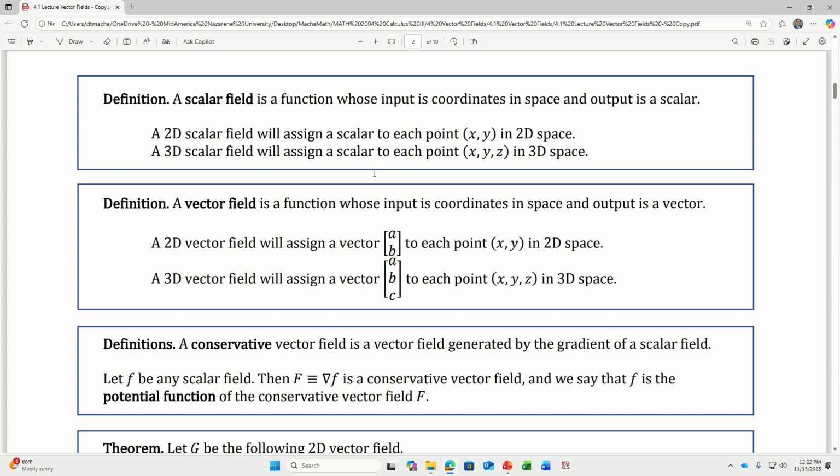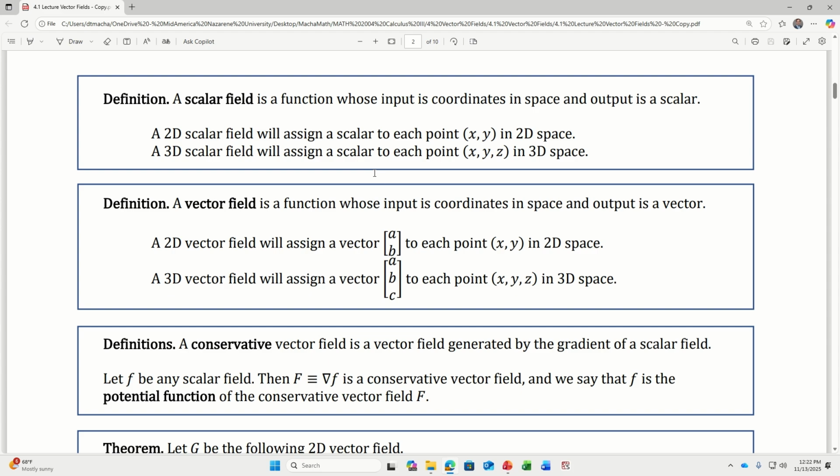If I say that a vector field is conservative, I mean that this vector field has an associated scalar field that we call the potential field. And if you were to take the gradient of the potential field, remember potential is a scalar, and I take the gradient of that scalar field, it's going to give me a vector field. That would be a conservative vector field.